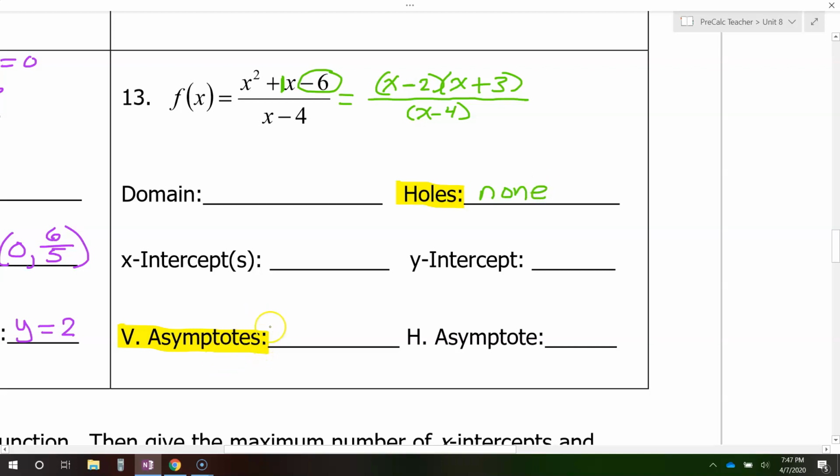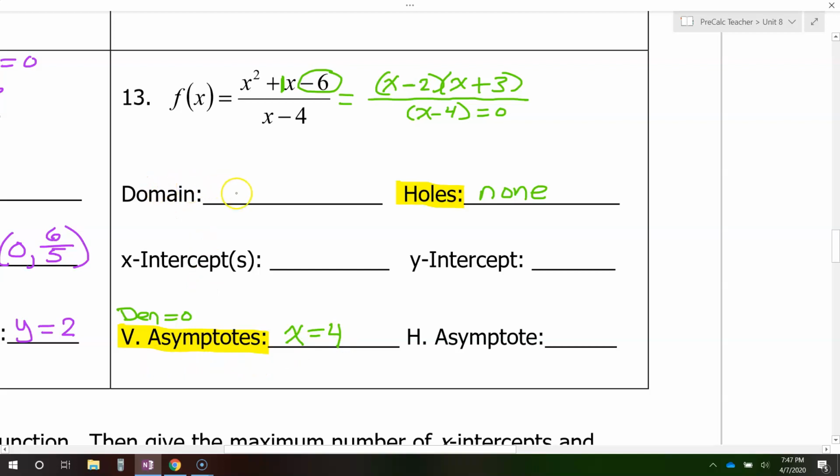Now, vertical asymptotes come from setting the denominator equal to 0. So if I set x minus 4 equal to 0 and solve, that's going to give me x equals positive 4. That's my vertical asymptote.